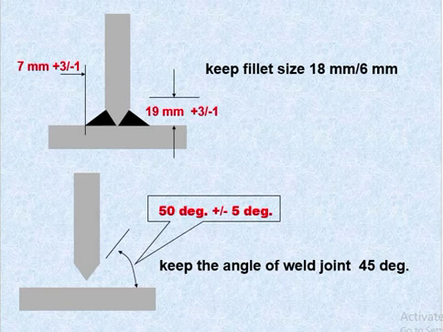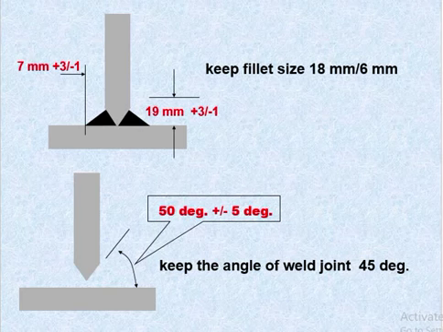So 6 mm. So you have to use the minimum one and the actual one as per the WPS, and we are qualified in which requirement. Keep the angle of the weld joint. Keep the angle of the weld joint at 45 degrees, 50 degrees plus minus 5 degrees. So 45 degrees is the best option to prevent the distortion.